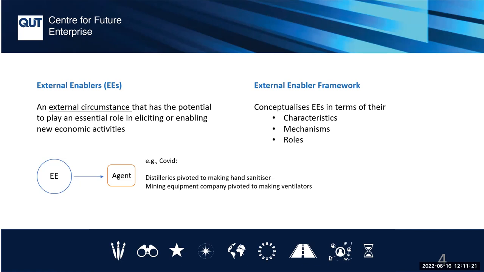The external enabler framework itself, which I'll talk more about later, conceptualizes these external enablers in terms of these things: the characteristics of them, the mechanisms, and the roles. What characterizes the external enabler characterizes the kind of benefits and outcomes it can produce for a business, and the means by which it does so.